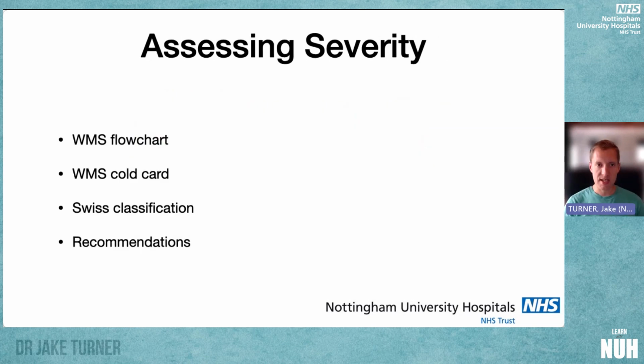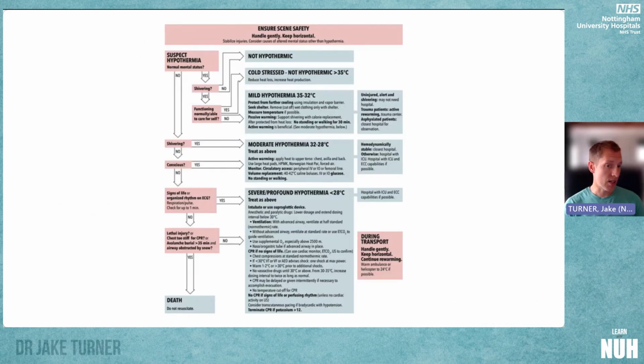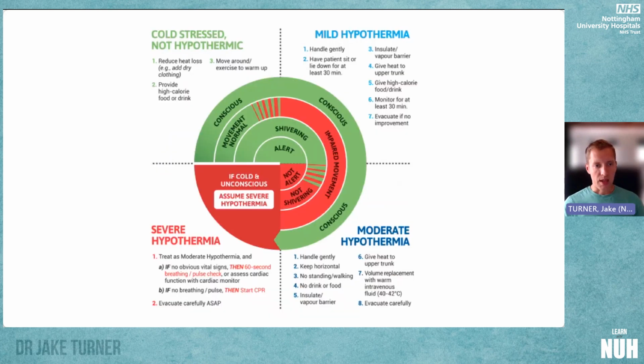Okay, so in terms of assessing severity, there are a few different strategies to look at this. Now, the WMS has a flowchart, which is really wordy. Don't look at it in detail. I just want to draw your attention to these three areas here. The key clinical things to look out for really when assessing hypothermia is whether or not the patient is shivering, what's their functional status, so what's their fine motor control like, and what's their conscious level. And that's been distilled down into this chart here.